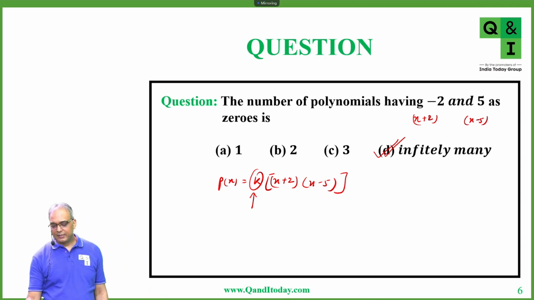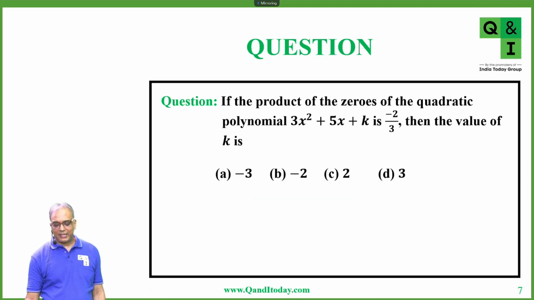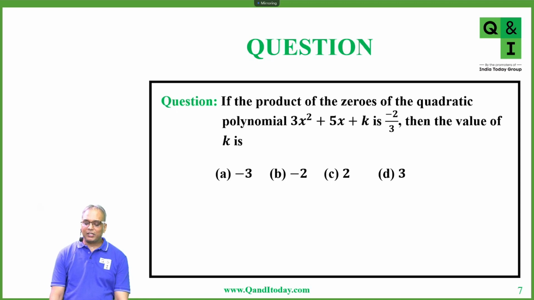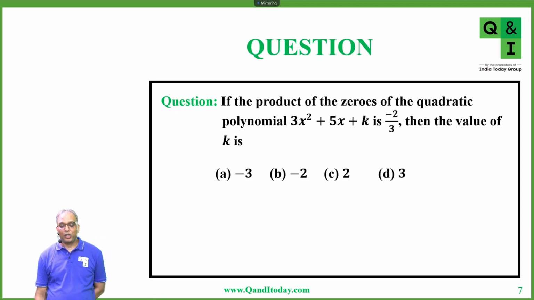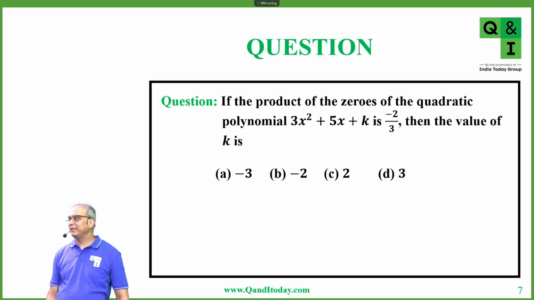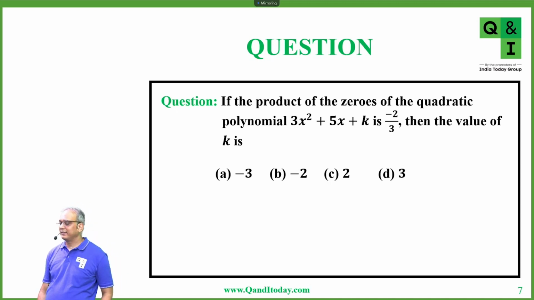Okay, let's go to the next one now. If the product of the zeros of the quadratic polynomial is minus 2 by 3, then you have to find the value of k. Here the product of zeros of the quadratic polynomial is minus 2 by 3. You have to find the value.